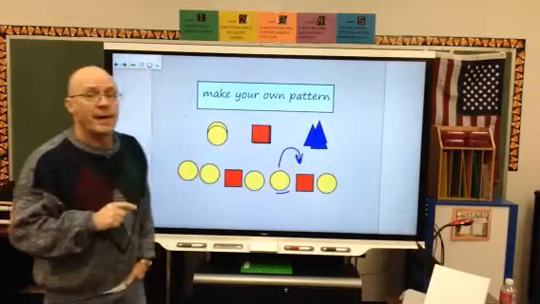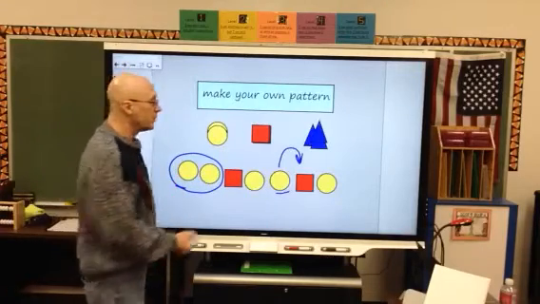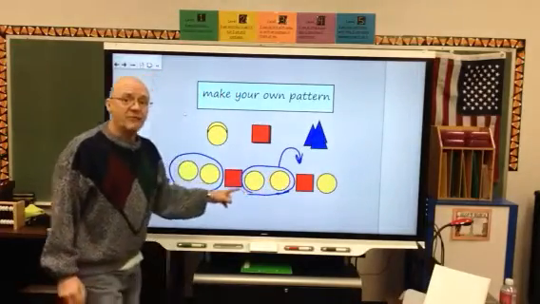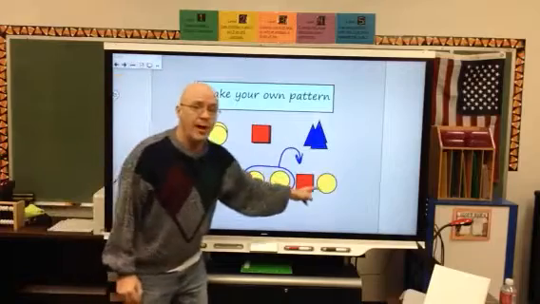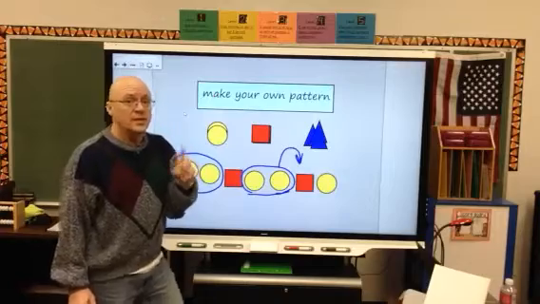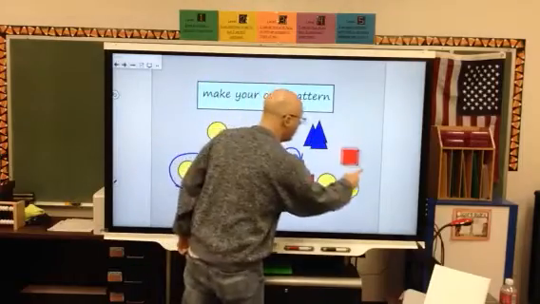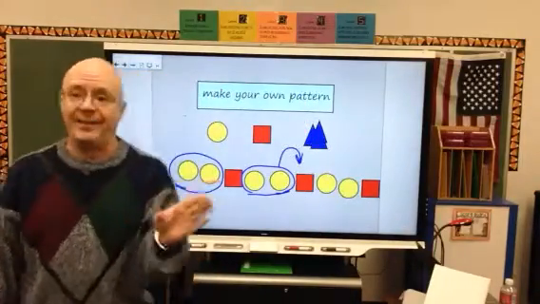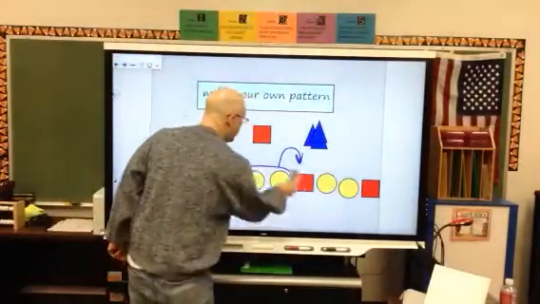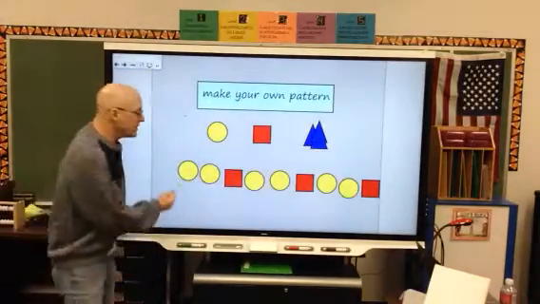But here's what we have to remember about a pattern like this. There are two yellow circles in a row. So before I can go to red square, I have to have two yellow circles. Do I have two yellow circles here? No, I have one yellow circle. So I need to make sure I get two yellow circles, then my red square. And I see this a lot in kindergartners' work. So be very careful of a pattern like this, where there's two of the same thing.